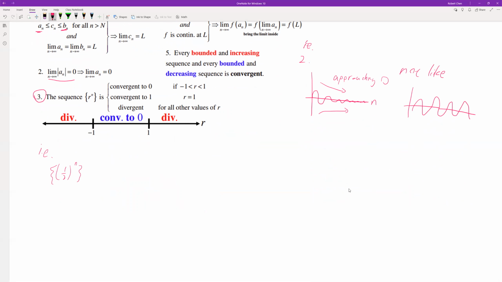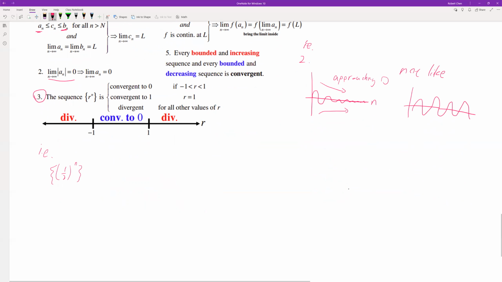If r is 1, then 1 to any power is 1, so it doesn't matter what power you take. You are always going to get a list of ones, like 1 1 1 1 1 and so on. So in that case, we can say that the sequence also converges, and to be exact, the sequence converges to 1. Now the last one is the divergent part, when the value of r is greater than 1 or less than -1.